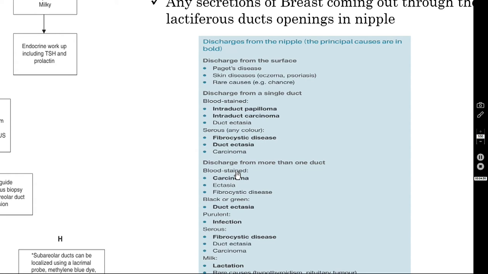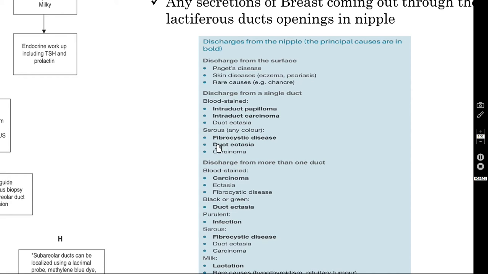Now coming to discharge from more than one duct, not from a single duct. If it is bloodstained, then the number one cause now is carcinoma. It is not papilloma now. If the discharge is coming from many ducts, not a single duct, and it is bloody, then you have to think of carcinoma first, and then duct ectasia, and then even fibrocystic disease, and not intraductal papilloma, even if it is bloodstained, because intraductal papilloma involves only a single duct. It will never involve multiple ducts.